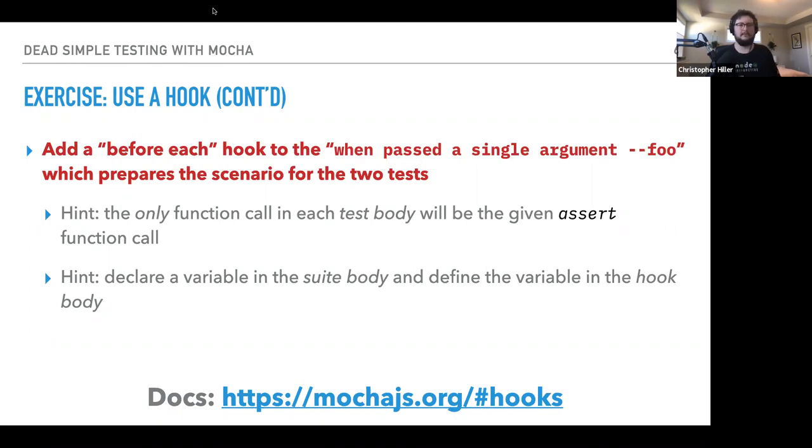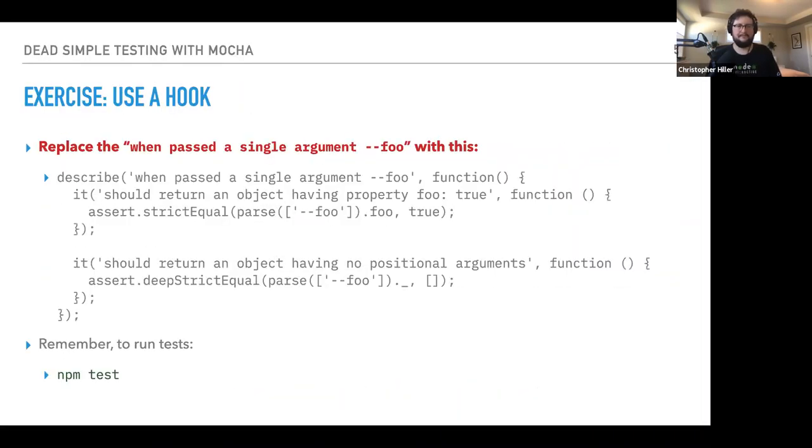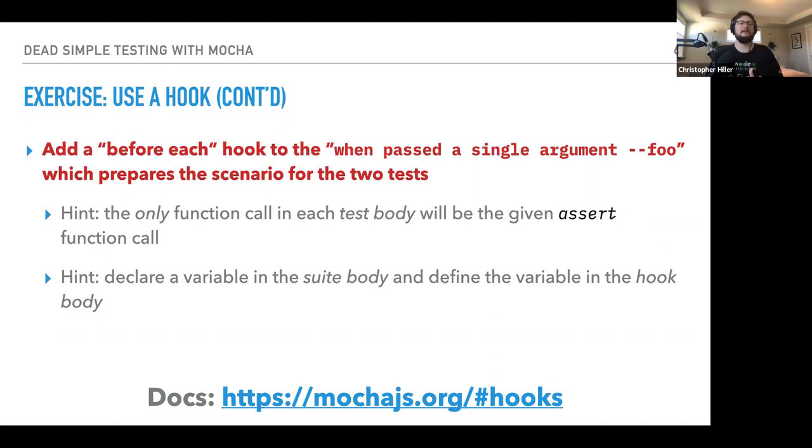Below you will see a link to the Mocha docs on hooks, and it talks about how to use them. But you want a beforeEach hook and your test body. So that would be the stuff in it. Right here where we have assert strictEqual, the only function call in that test body should be the call to assert. We shouldn't need to call parse in the test body.